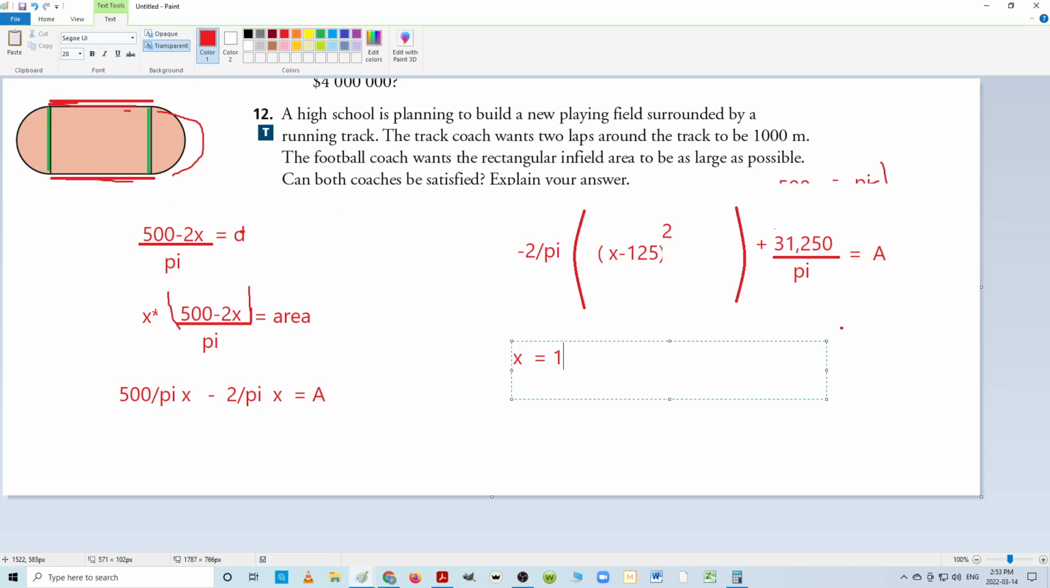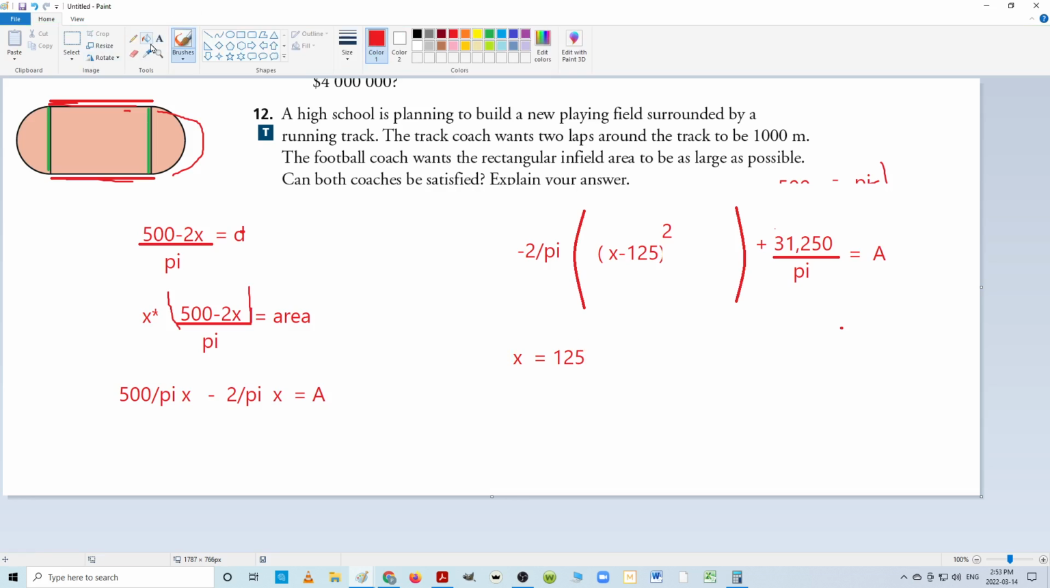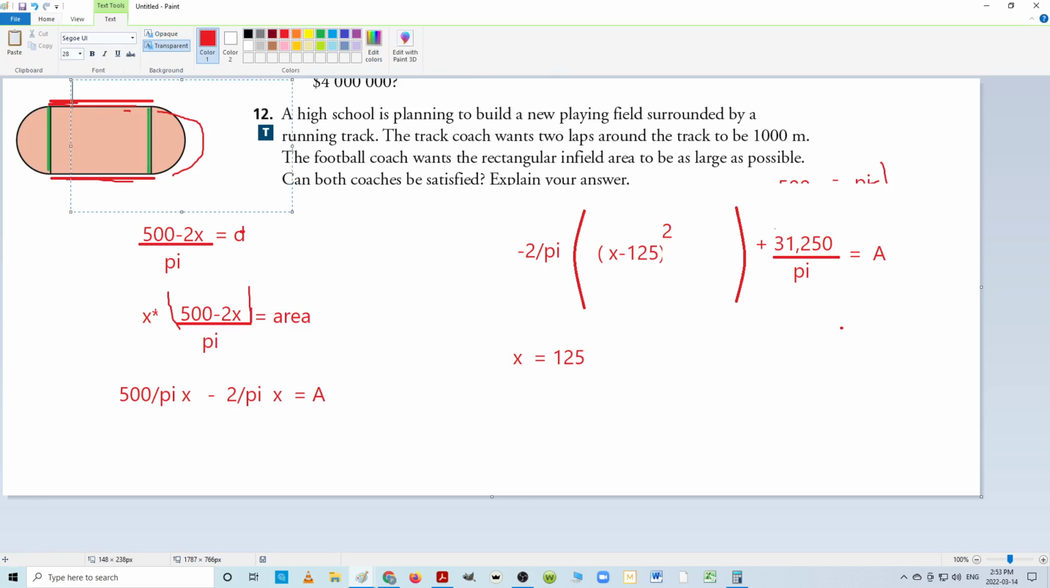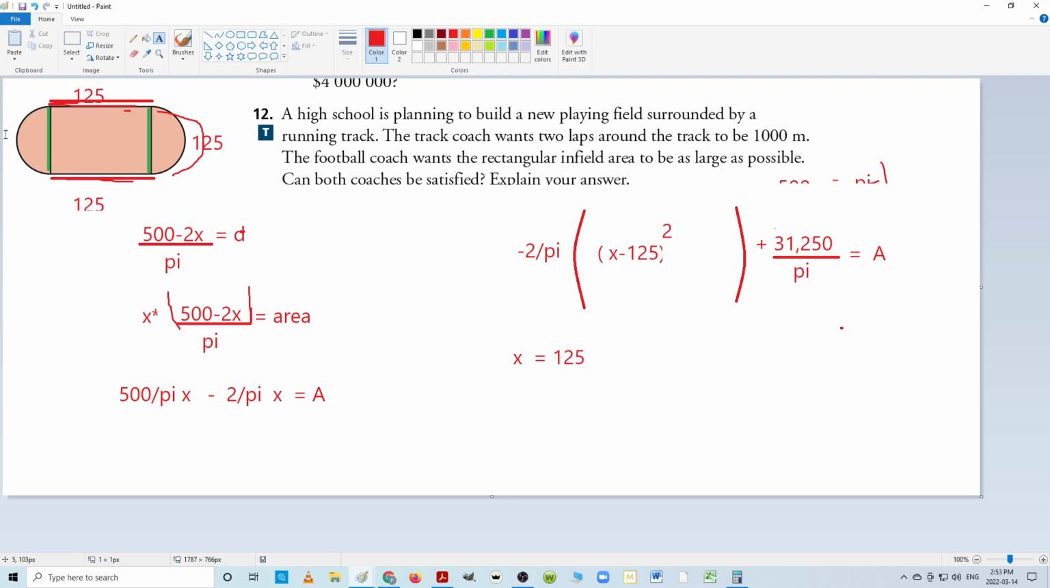value of the track is going to be 125 meters long, which means up here is 125, and down here is 125. That's 250, which means the perimeter of this circle over here is also 125, and the perimeter of this circle is also 125, which satisfies 500 meters if I go around it. I just got to figure out what this square is now, right?